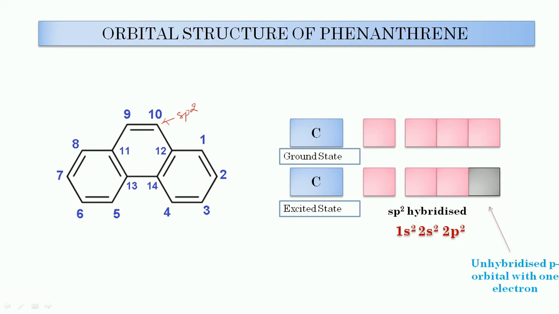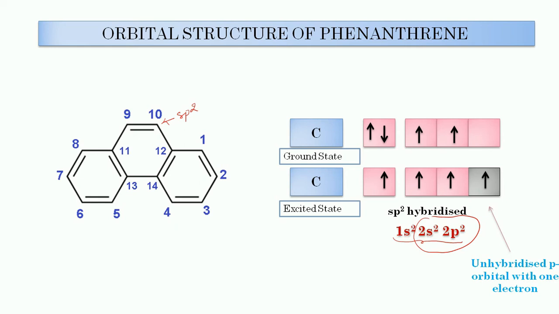We know that the atomic number of carbon is 6, so it has this electronic configuration, and the valence shell of carbon has 4 electrons. In the ground state, it has 2 electrons in the 2s orbital and 2 electrons in the 2p orbitals. So the hybridization will occur in the excited state. One of the electrons from the 2s orbital shifts to the 2p orbital. So this is the electronic configuration in the excited state.